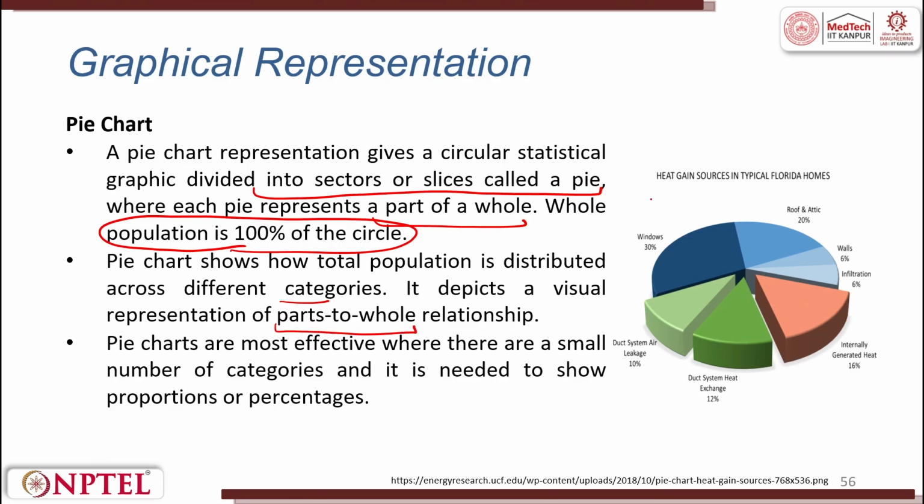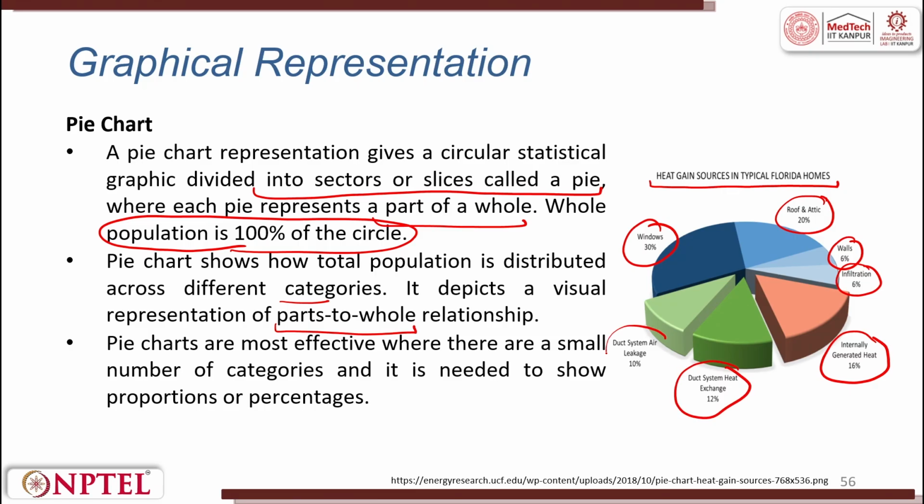You can see heat gain sources in typical Florida homes. Where is the heat gain happening? 30% through windows, 20% through roof and attic. Through walls, it is only 6%. Infiltration is 6%. Internally generated heat is 16%. Duct system heat exchange is 12%. Duct system leakage, that is air leakage, is 10%. The total 100% of heat gained in homes is divided into these different sources.